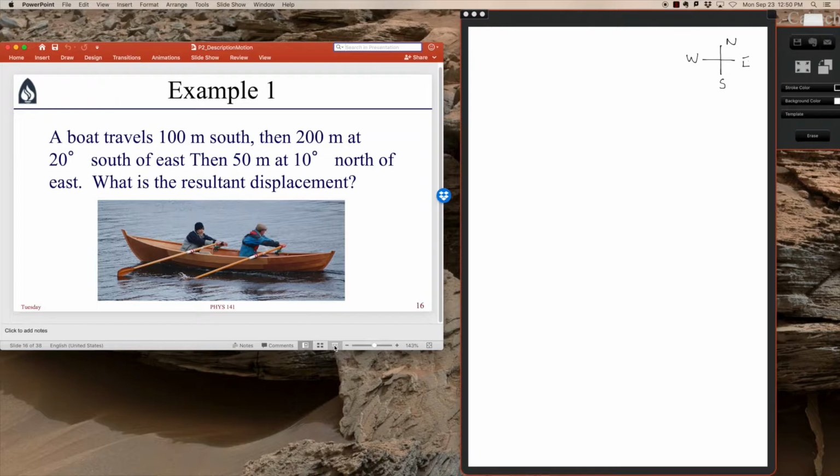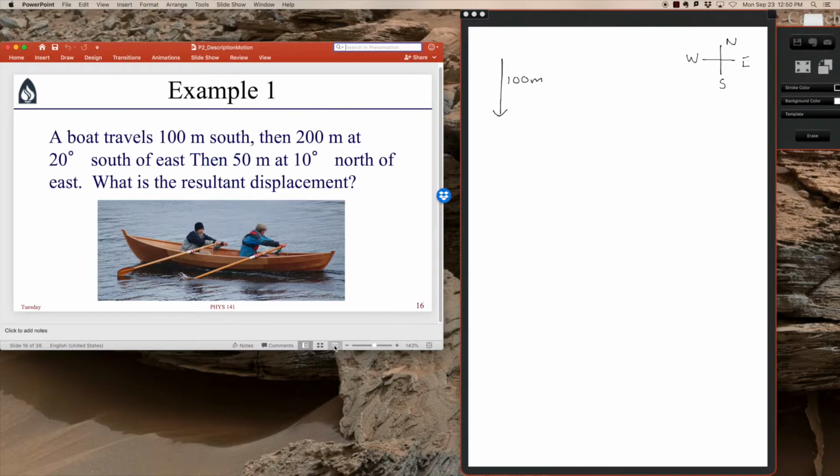So if we choose those as our coordinate directions, let's draw the motion of the boat. First of all, the boat travels 100 meters in a direction that is due south. So let's draw that. First the boat goes due south, and it does that for a distance of 100 meters. Then the boat turns and travels 200 meters in a direction that's 20 degrees south of east.